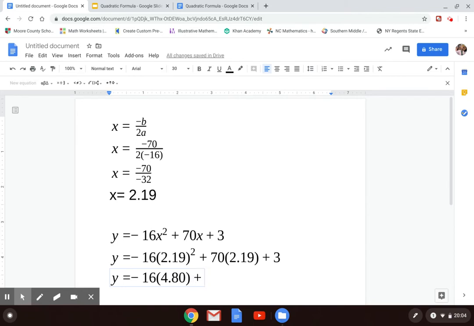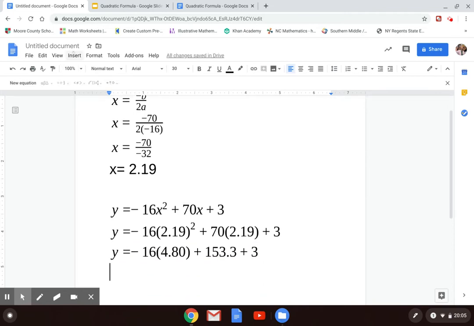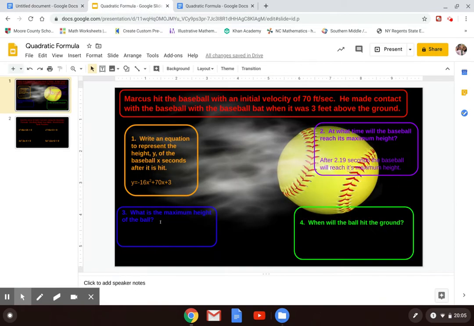Plus 70 times 2.19 comes out to 153.3, plus 3. All right, so when I do this math, the negative 16 times 4.8 gives me negative 76.8, plus 153.3, plus 3. So now I perform this mathematical operation, so my answer then becomes 79.5.